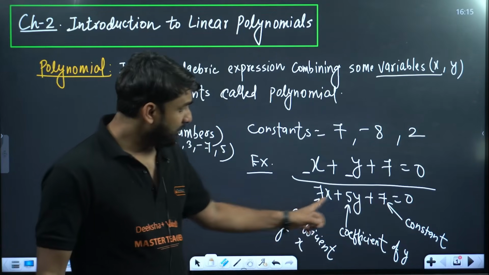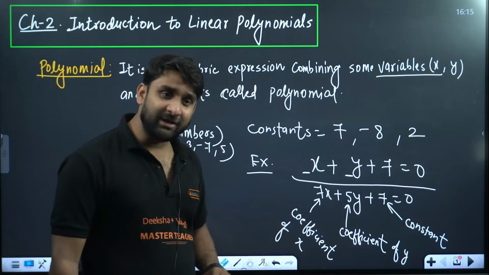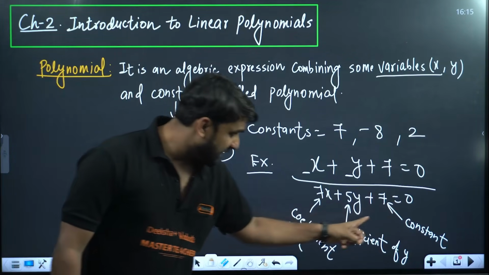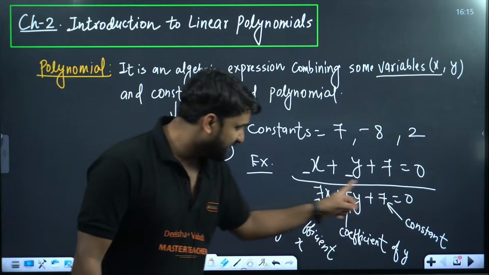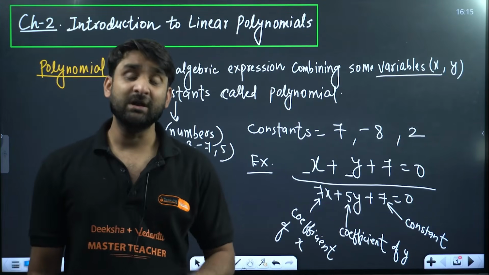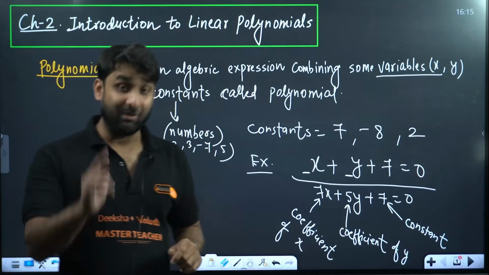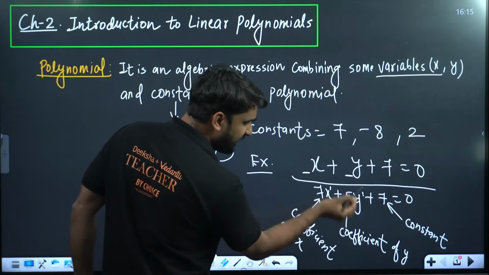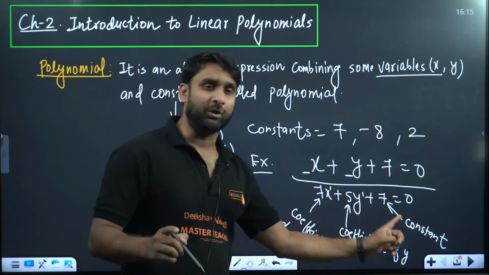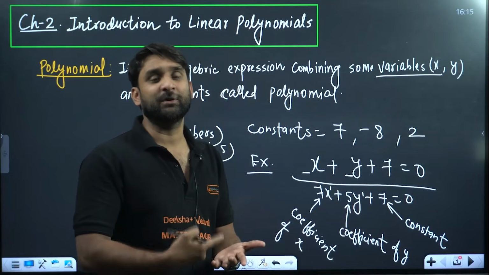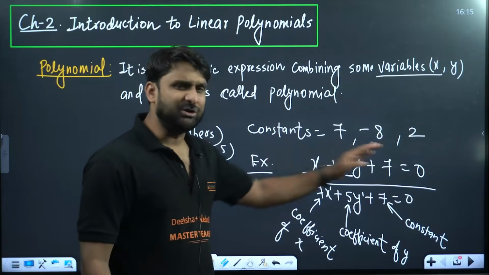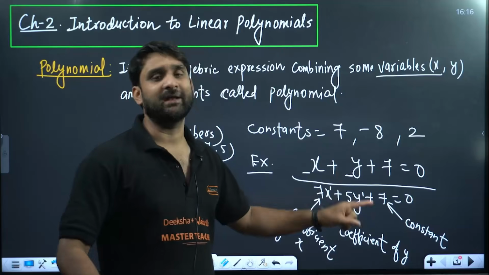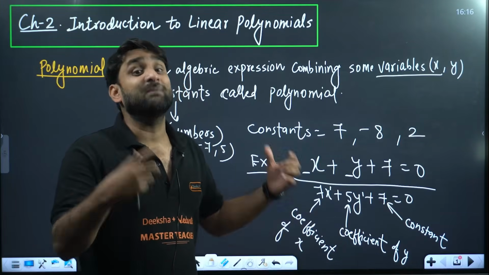Now, how many variables are here? x is a variable, y is also a variable. So this equation that you are looking at here is basically a linear equation in two variables. Why? Because the exponent of the variables is 1 and 1. That is the reason why this is called a linear polynomial. When the exponent of the variable is 1, I will be teaching you in the next slide what types of polynomials there are. In the next slide, we'll be discussing types of polynomial.